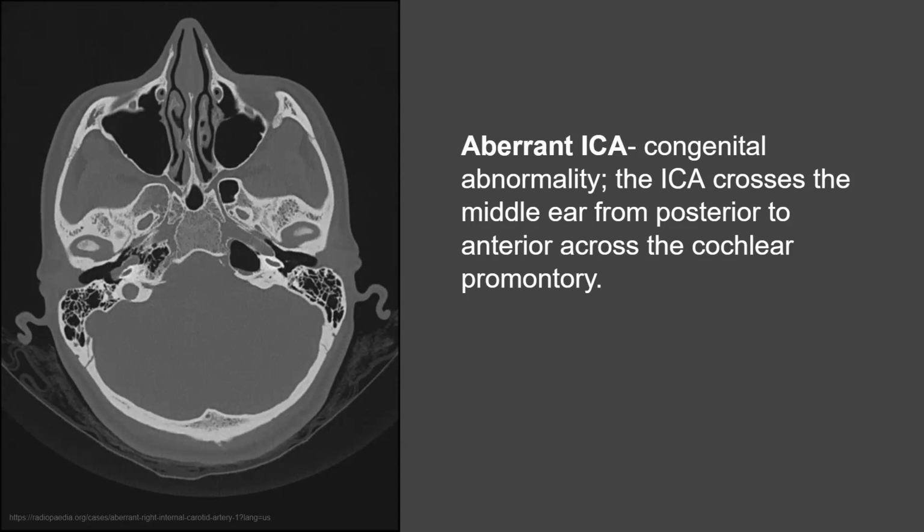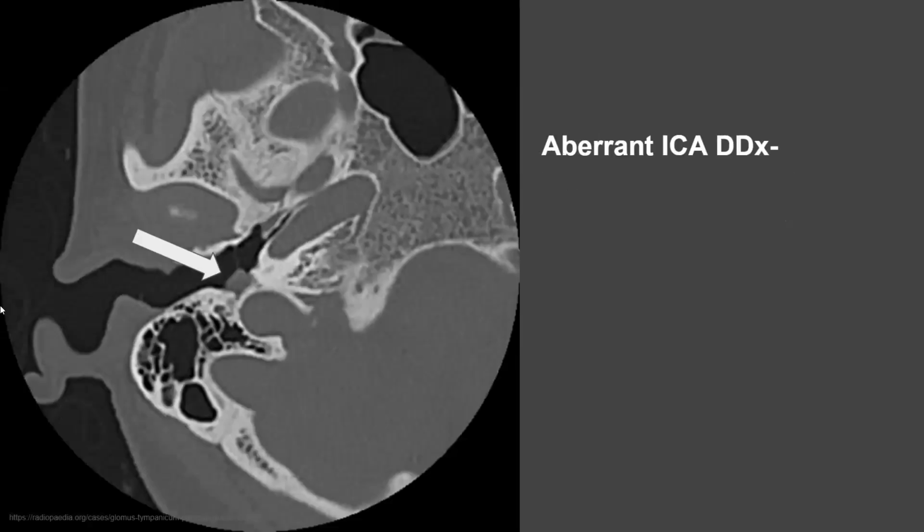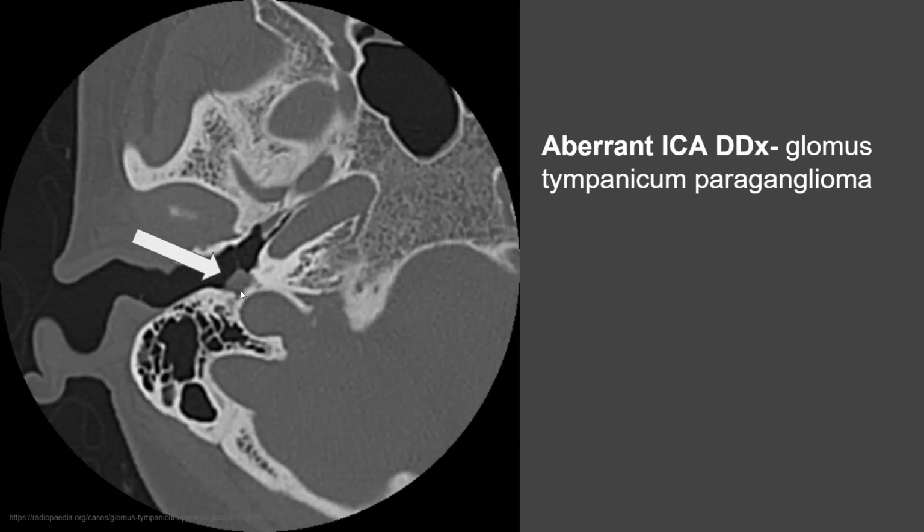So I told you that this could potentially be associated with pathology. Well, why is that the case? Who cares if the ICA is taking an abnormal course? Well, it's important because this aberrant ICA is potentially confused with this other lesion, which is right here. This is a glomus tympanicum paraganglioma. This may be causing something like pulsatile tinnitus, maybe hearing loss, but this is a neoplasm. It's a relatively benign behaving neoplasm, so it's not a concern that the patient will die from this.